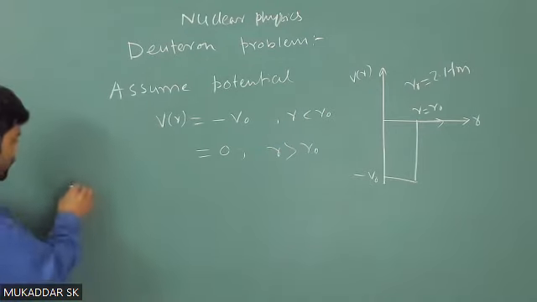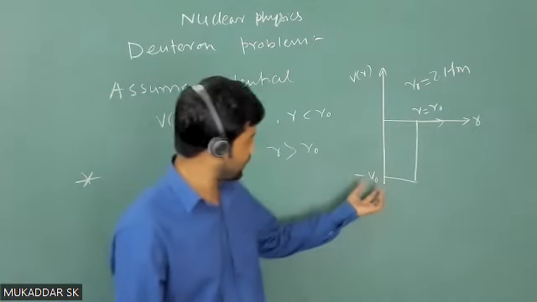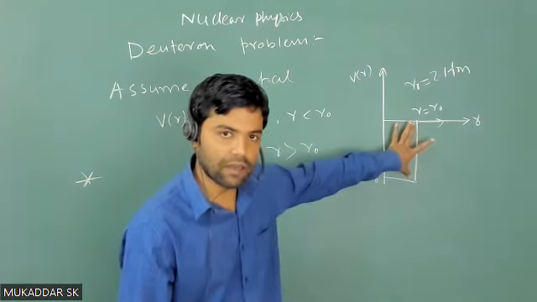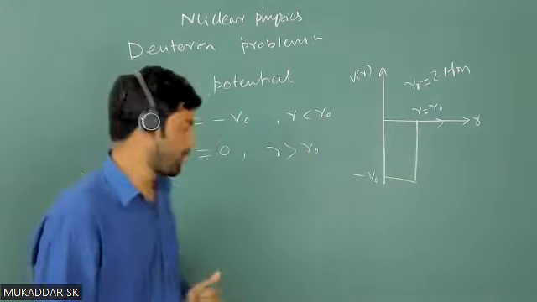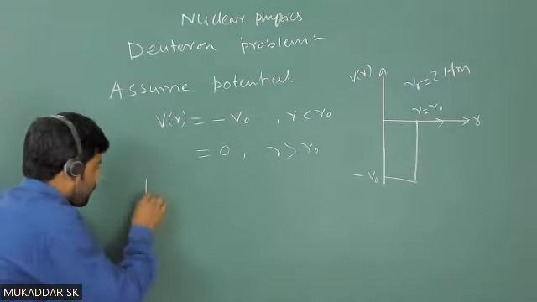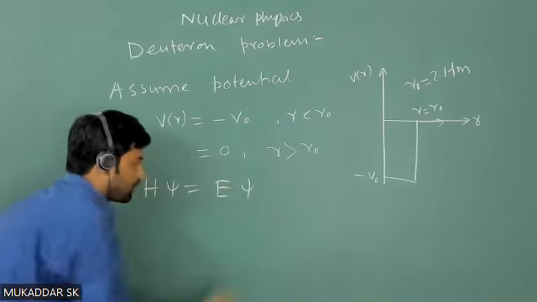Now, if you write the Schrodinger wave equation, what is our goal? Our goal is to calculate the strength of the potential. This is the barrier height, right? How much is the strength of this potential? That is our goal to study. Okay. Now, if you write the Schrodinger wave equation, H psi equals E psi, right?